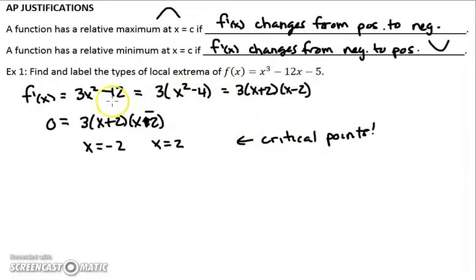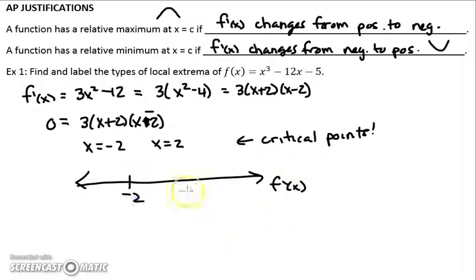Now we can look, our derivative is never going to be undefined here, so we have no critical points from an undefined derivative. So we take the same approach that we did last time, make our little number line, label it f prime of x. We're going to put negative 2 and 2 on our number line, and then we're just going to pick numbers. So take negative 3.